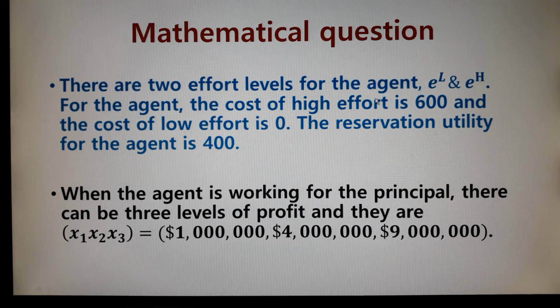There are 2 effort levels, which are EL and EH. EH is high, EL is low, naturally. For the agent, the cost of high effort is 600. So when you exert high effort, it's 600. That's why the agent does not like high effort. But the cost of low effort is zero. I mean, you are not working really hard at all.